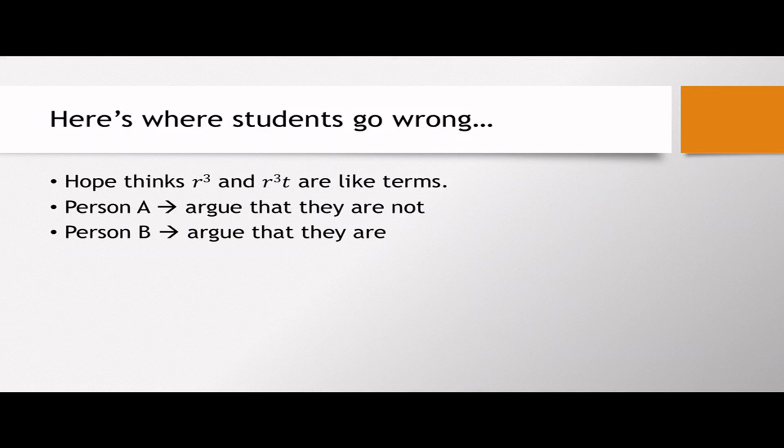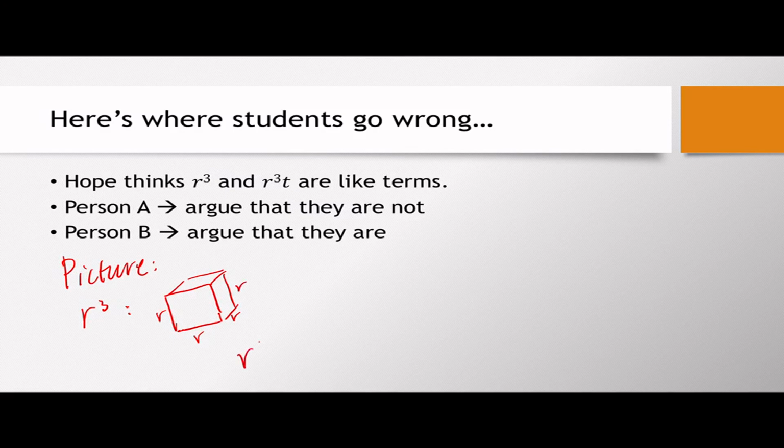Hope thinks that r cubed and r cubed t are like terms. Person A argues that they are, and person B argues that they are not. Okay, so let's draw a picture. R cubed is just a cube with all lengths r: r and r and r. All lengths are r.